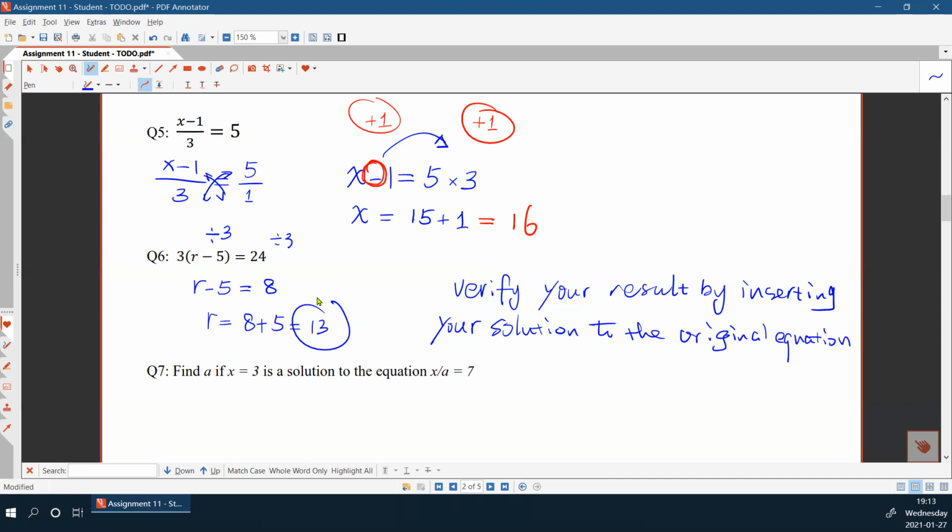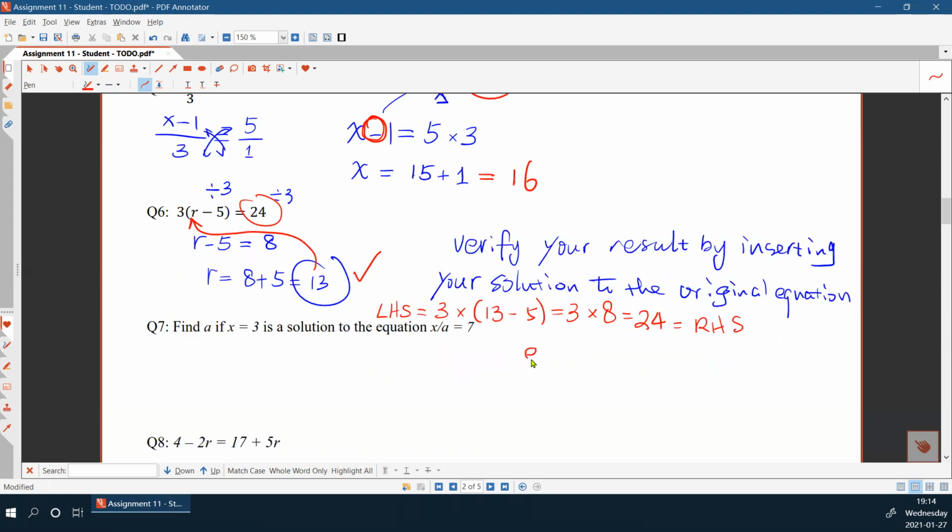If you are not so sure, just insert 13 into the original equation. The left-hand side is 3 times 13 minus 5, which is 3 times 8, which is 24, right? Next, check the right-hand side of the equation, which is always 24. So this means that this result is correct. The takeaway here is, if you're not so sure about your solution or your method, always try to verify your result by inserting your solution into the original equation.